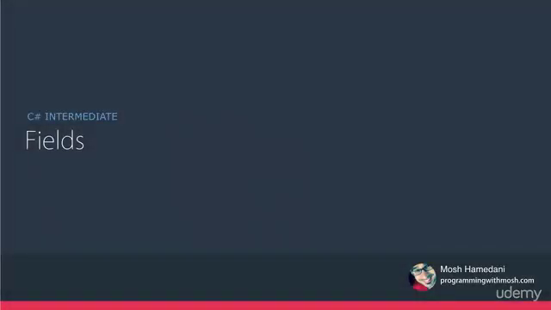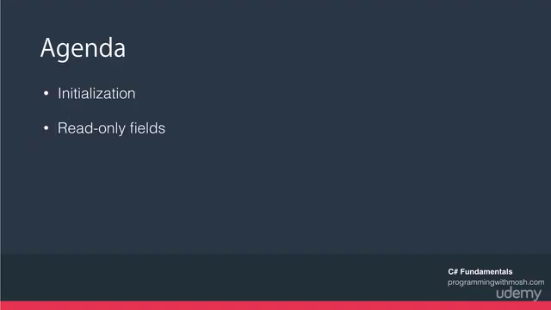Okay, we got to fields. At the beginning of this section, I gave you a brief explanation of fields. A field is like a variable that we declare at the class level, and we use that to store data about the class. So in this lecture, I'm going to talk about a couple of different ways to initialize fields, and then I will talk about the concept of read-only fields.